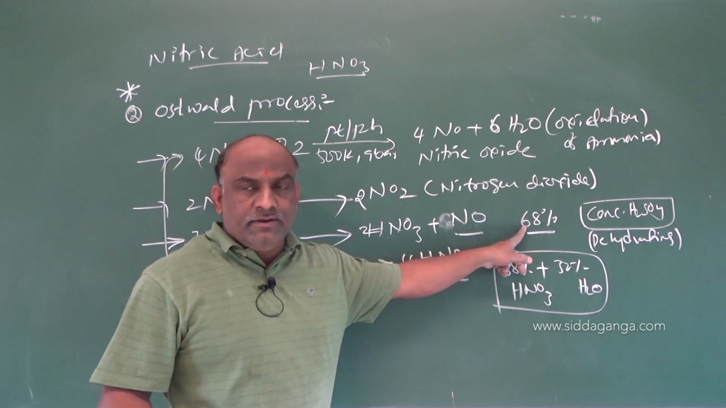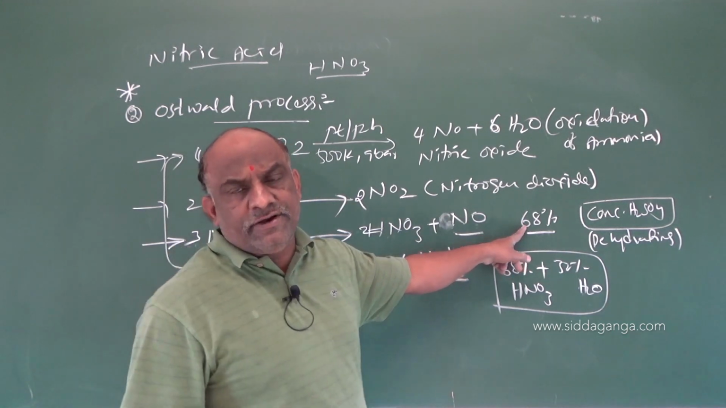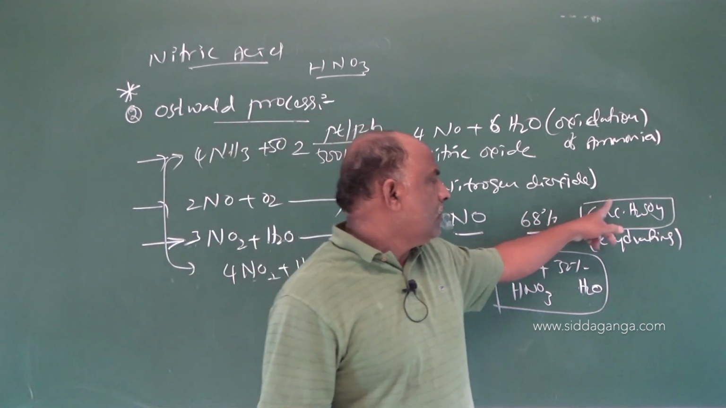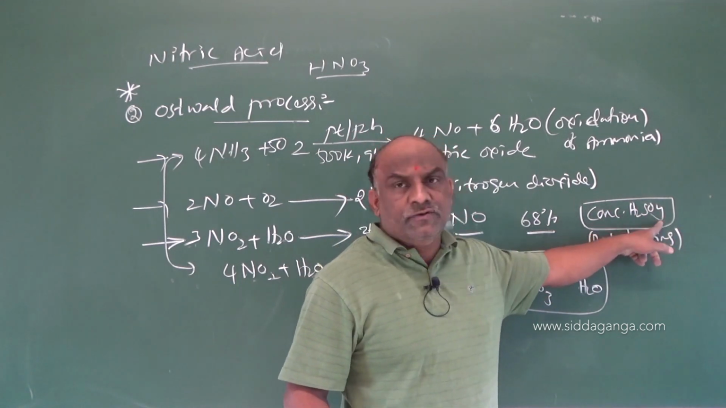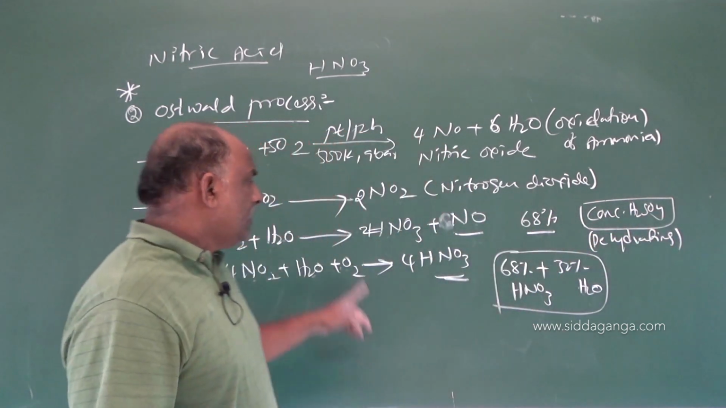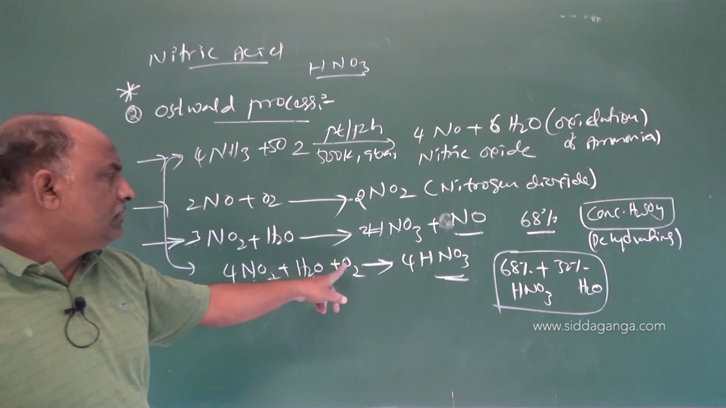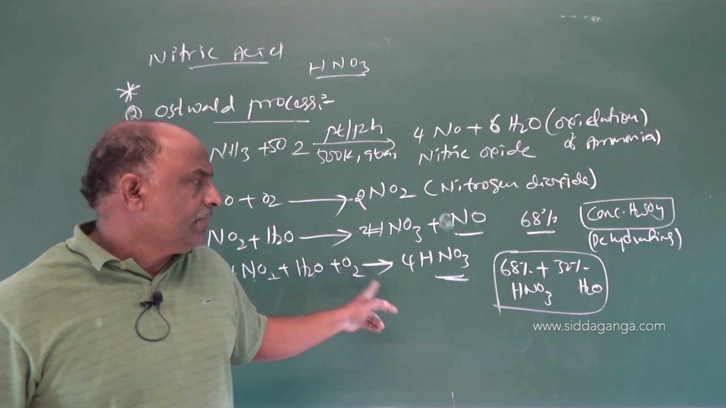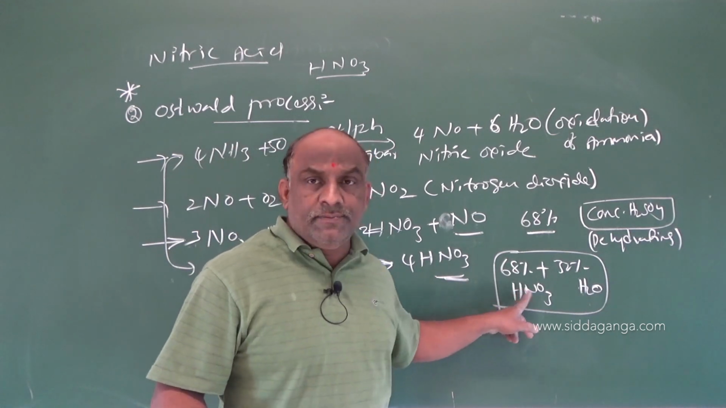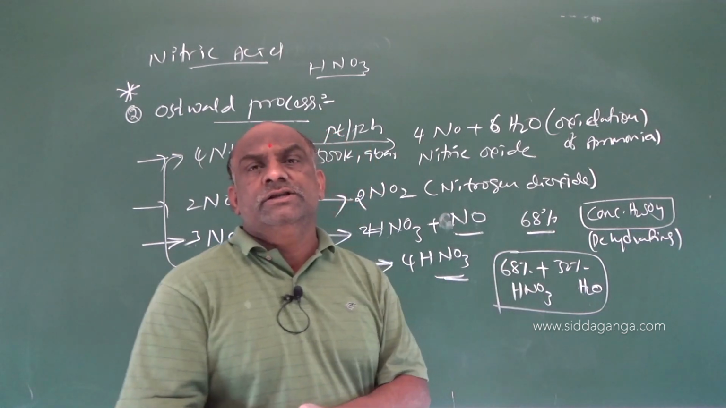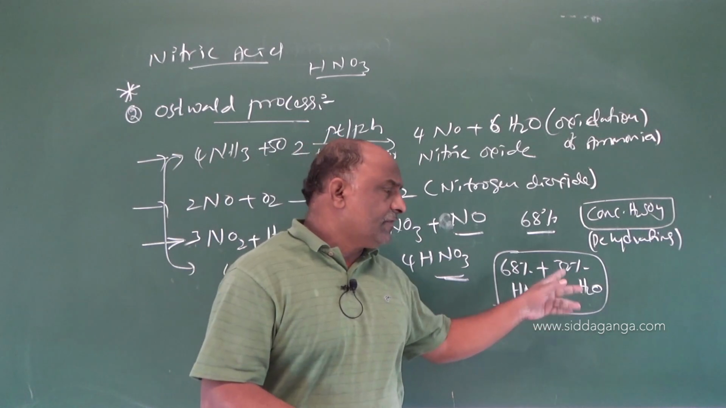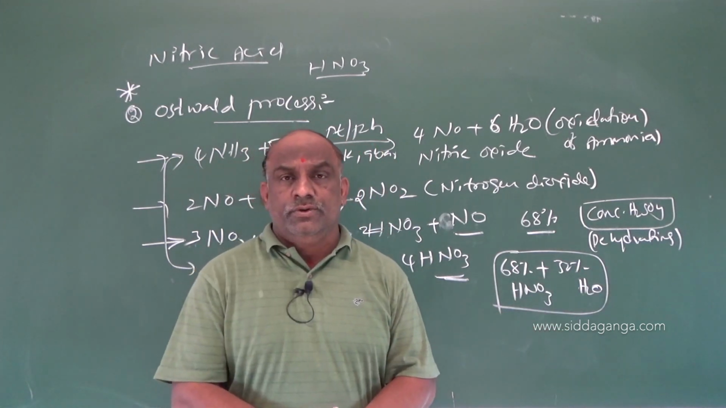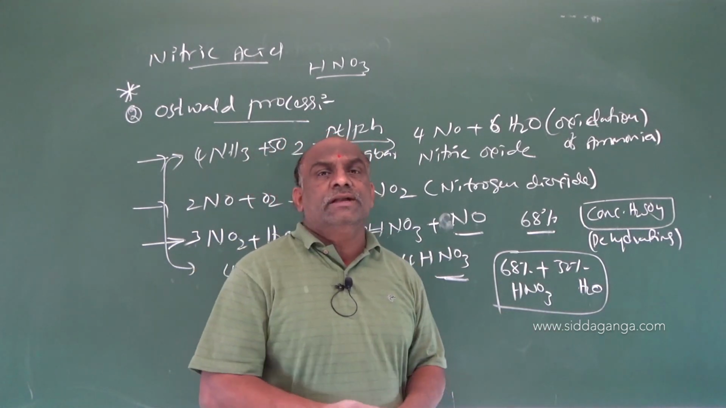And in this process, the concentration of nitric acid is 68%. Removal of moisture is done by using concentrated H2SO4, which acts as a dehydrating agent. On the other hand, we can write 4NO2 plus H2O plus O2 gives rise to 4HNO3. The reaction takes place in excess of oxygen. In this reaction, 68% HNO3 and the remaining 32% water is said to be an azeotrope. This azeotrope is called a maximum boiling azeotrope. Clear? So practice.